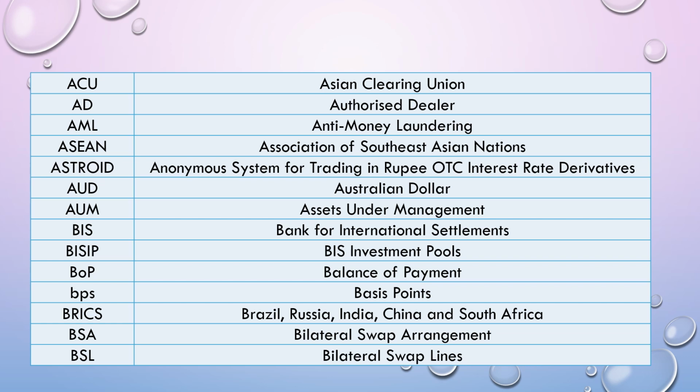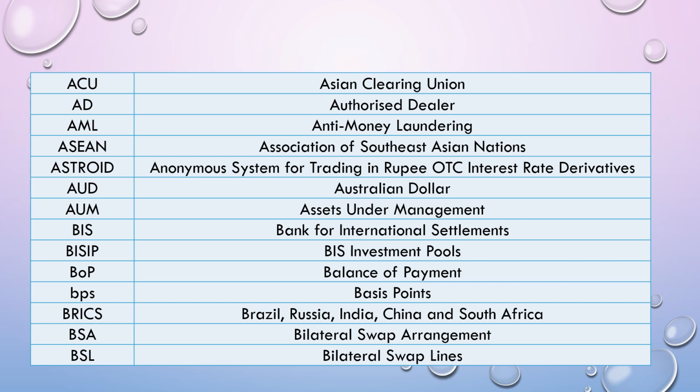Now let's start with ACU, Asian Clearing Union. The Asian Clearing Union was established on December 9, 1974 at the initiative of the United Nations Economic and Social Commission for Asia and the Pacific. It is a payment arrangement between the central banks of Bangladesh, Bhutan, India, Iran, Maldives, Myanmar, Nepal, Pakistan, and Sri Lanka. It is headquartered at Tehran, Iran.